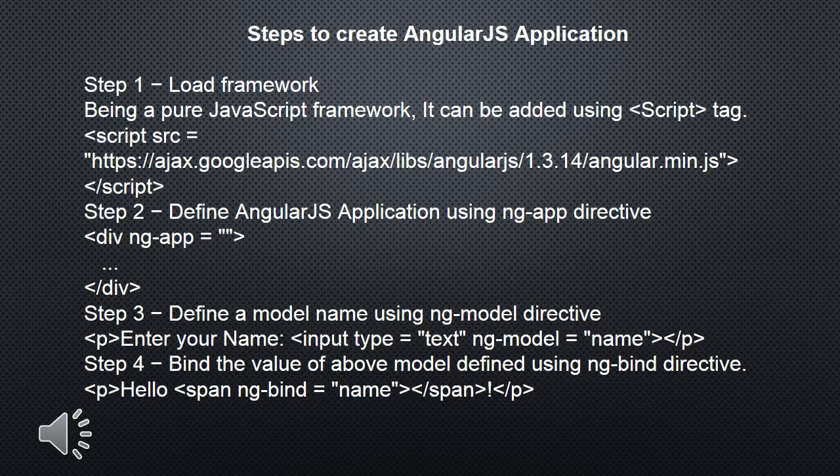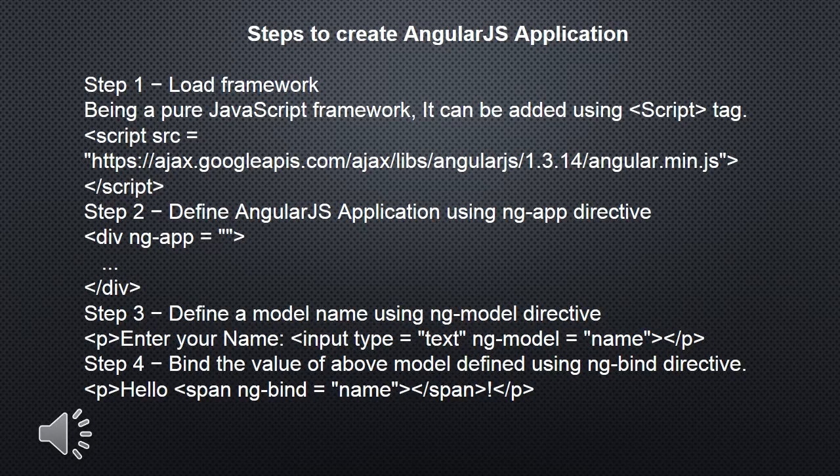Steps to create AngularJS application. Step 1 - load framework. Being a pure JavaScript framework, it can be added using script tag. Script src equals ajax.googleapis.com web link. Step 2 - define AngularJS application using ng-app directive. Div ng-app equals /div. Step 3 - define a model name using ng-model directive.